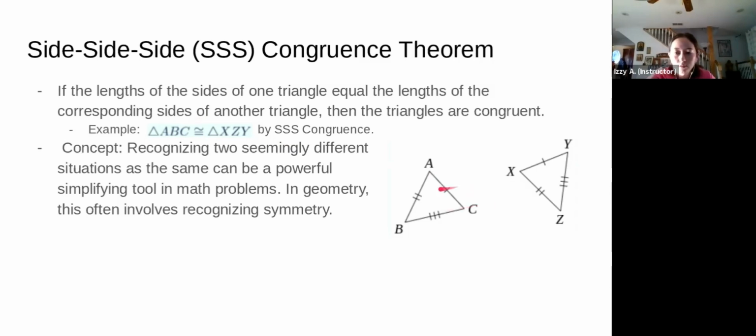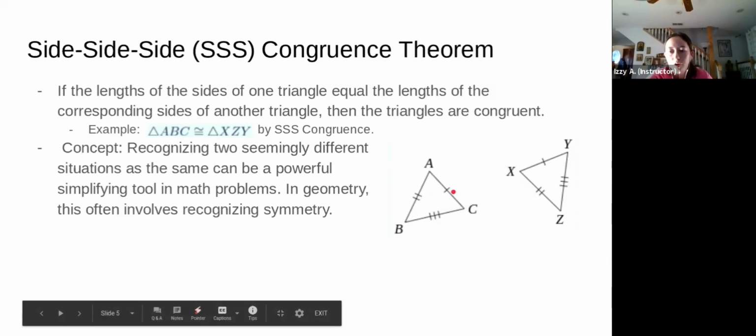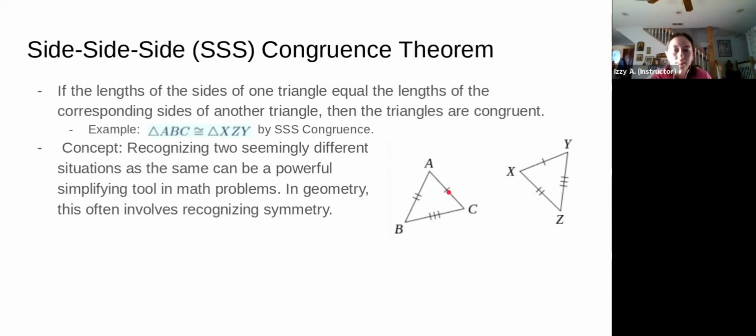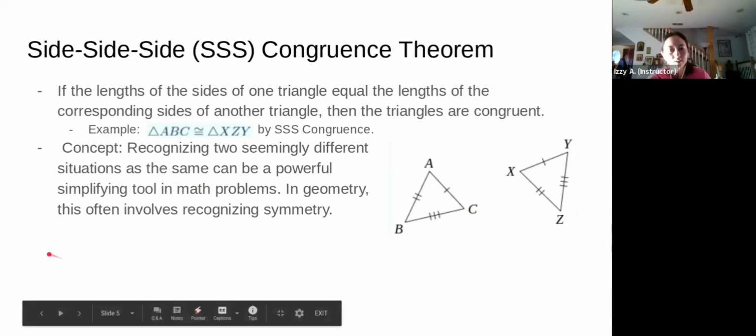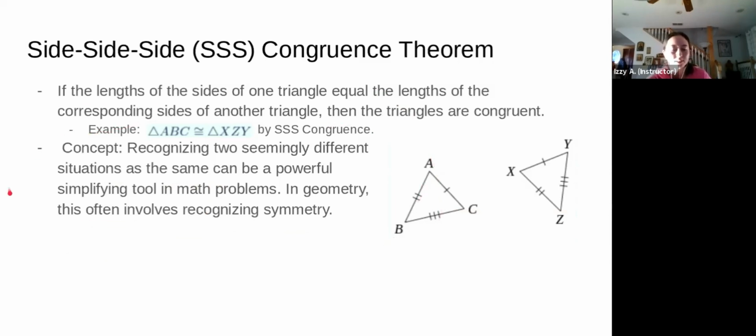So let's take a look at the example. You can see that because the markings tell us that they have three congruent sides, that means that these triangles are congruent. And the concept is that recognizing two seemingly different situations as the same can be a powerful simplifying tool in math problems. And in geometry, this often involves recognizing symmetry, and this is incredibly important. This is a very big concept, I would say, in geometry.